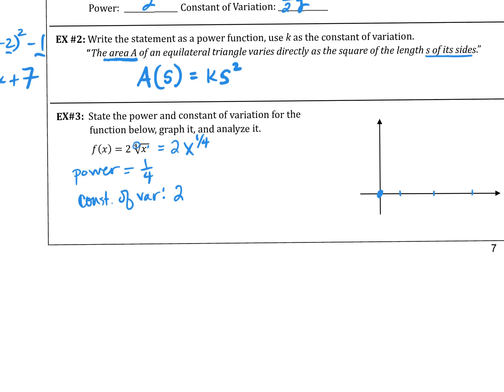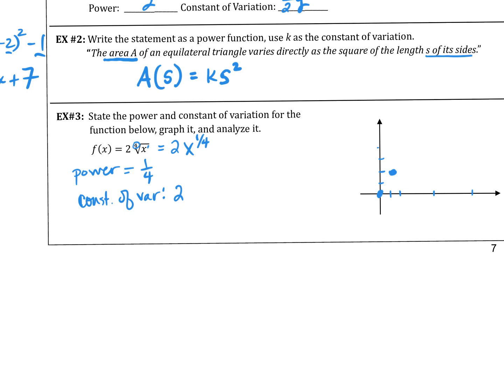So let's plug in 1. If I plug in 1 for x, what is the 4th root of 1? 1. And 2 times 1 is? Okay, so if I do 1, I should get 2. So 1, 2. Okay.